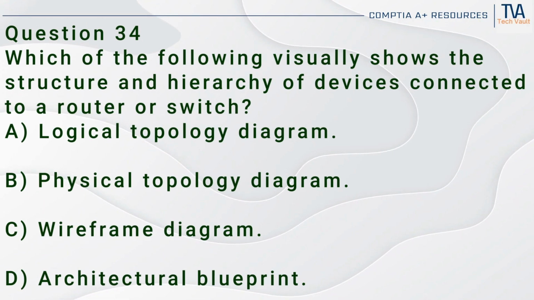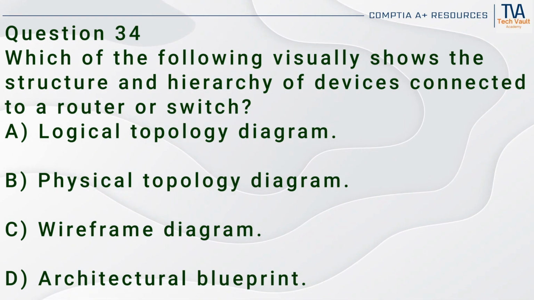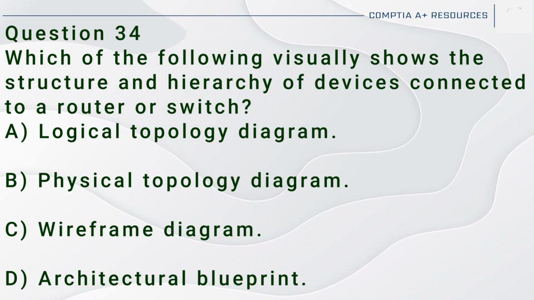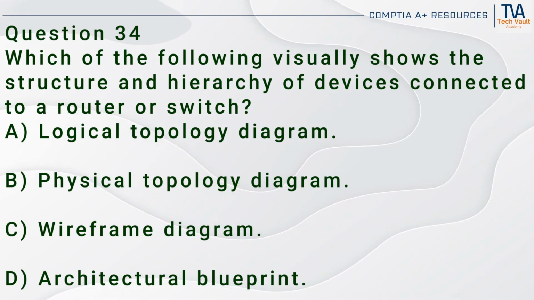Question 34. Which of the following visually shows the structure and hierarchy of devices connected to a router or switch? A. Logical topology diagram. B. Physical topology diagram. C. Wireframe diagram. D. Architectural blueprint.